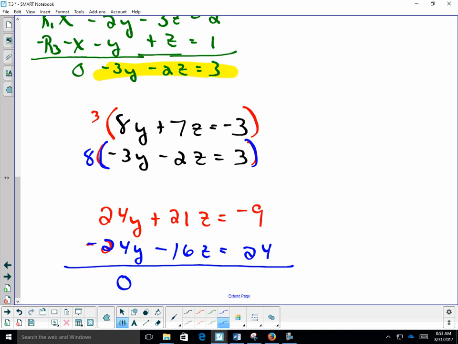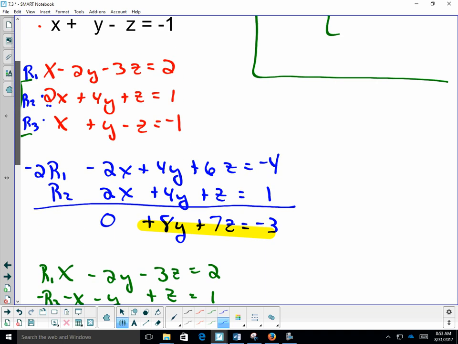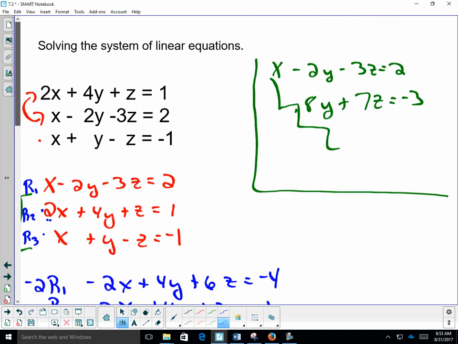These will drop out, and that's what I wanted. I wanted 0 here, so we'll have 5z is equal to 15, which means z is equal to 3. I'm going to go back here to my box, and I'm so glad that I organized myself so I didn't lose anything. I'm going to say z is equal to 3.